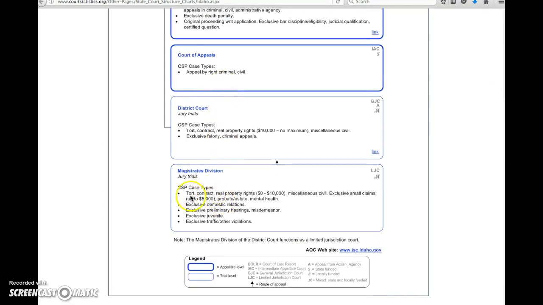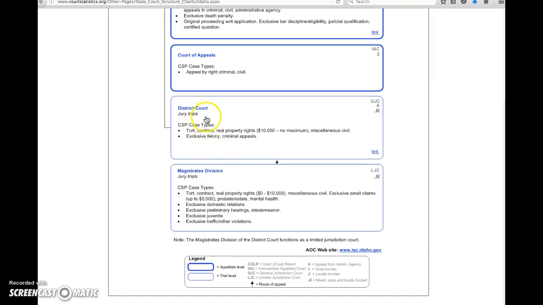Now, this goes back to what I was talking about here. Magistrate Division, these courts have jurisdiction over cases, okay, small claims, exclusive small claims, up to $5,000. So anything over $5,000 will be here in the district courts. So they have jurisdiction for civil claims less than $5,000. So from $1 to $5,000, you would go to the Magistrate Division. Anything above $5,000, you'd have to go to district courts.